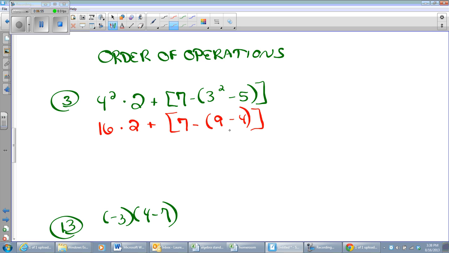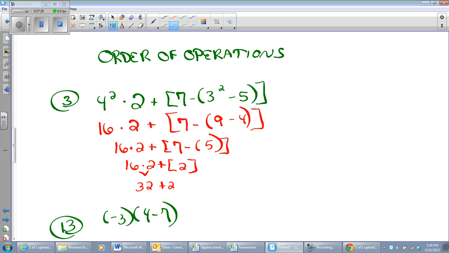Now, order of operations says to keep working in the parentheses. Get those parentheses simplified. So 16 times 2 plus quantity of 7 minus 5. That means I have 16 times 2 plus, these brackets count as parentheses, so I'll have 2. Now, according to our operations, I have to do multiplication. I'll get 32 plus 2, which is 34. And there you go. That is correctly solved.